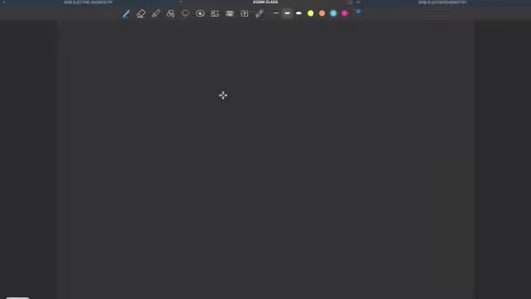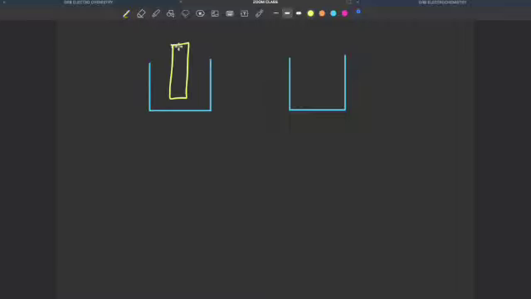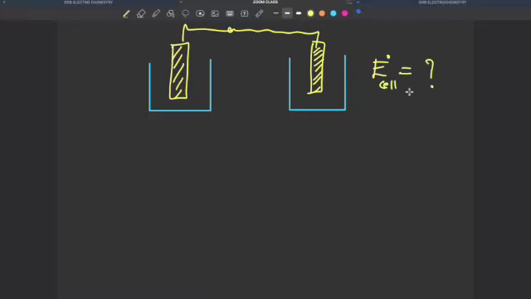What if, let us say, I have two electrodes here. This is one electrode, this is another electrode. What if I place a zinc rod in the first electrolytic cell, and in the second electrolytic cell also I place a zinc rod, and connect them by means of a wire? Can we produce any electricity? Can E0 cell be produced here?